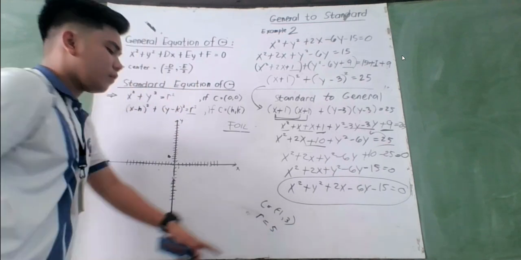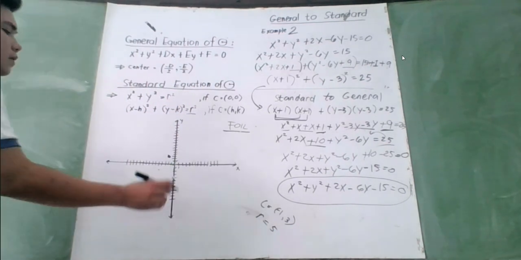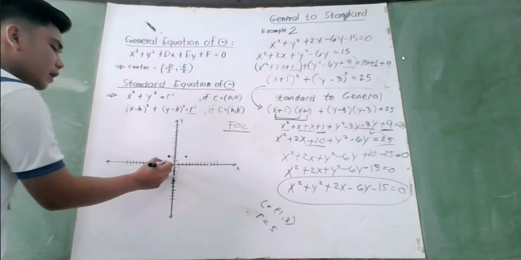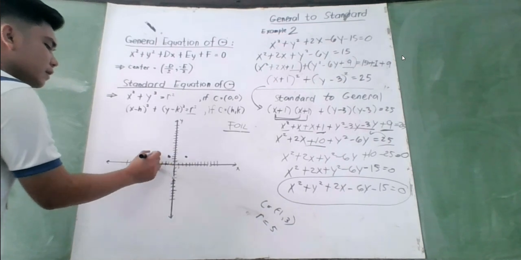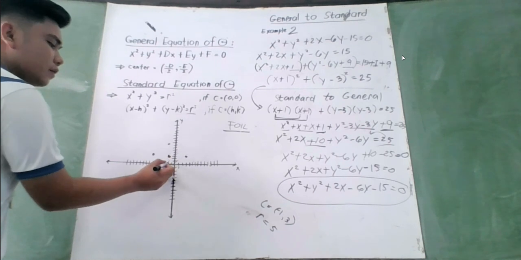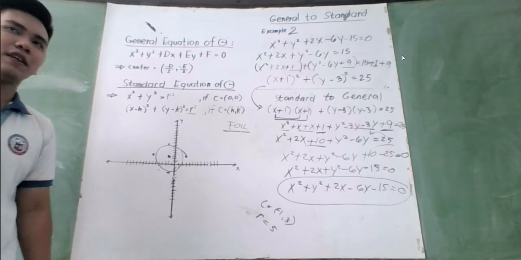And again, why does it become 5? Square root of 25 is 5. So for 5, just count. 1, 2, 3, 4, 5, so right here. Repeat in each direction: 1, 2, 3, 4, 5, so right here. So this is now the circle.